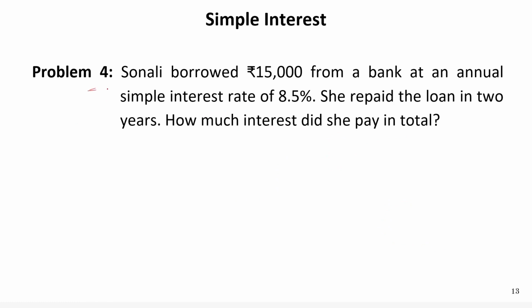So let's see problem number 4. It tells us that Sonali borrowed 15,000 from a bank at an annual simple interest rate of 8.5%, right? So the principal amount is equal to 15,000, and the annual simple interest rate R is equal to 8.5%. She repaid the loan in 2 years. Then how much interest did she pay in total? So SI is equal to, what?